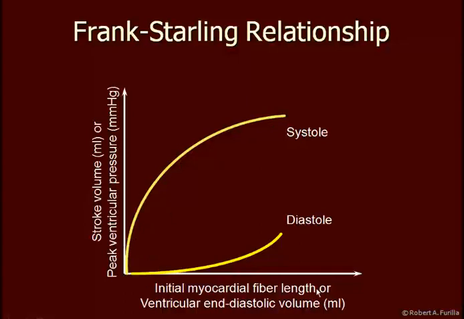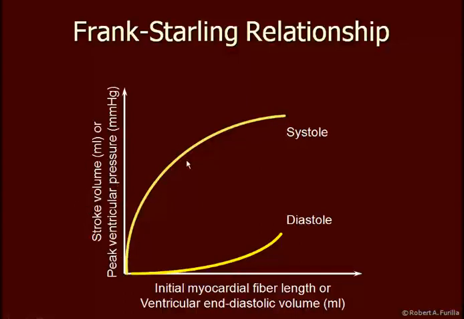I'm looking at the initial myocardial fiber length on the x-axis and the ventricular end diastolic volume, either one. I prefer to use end diastolic volume, as you'll see when we do the pressure volume loop. On this axis, I'm looking at either stroke volume or peak ventricular pressure. And again, I will prefer to use peak ventricular pressure rather than stroke volume.